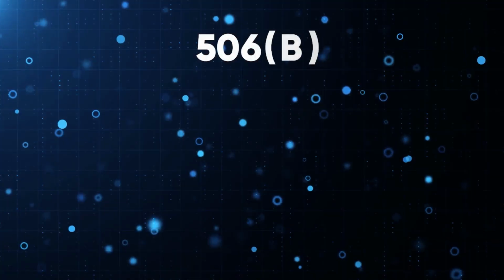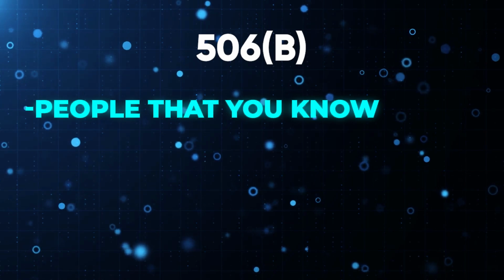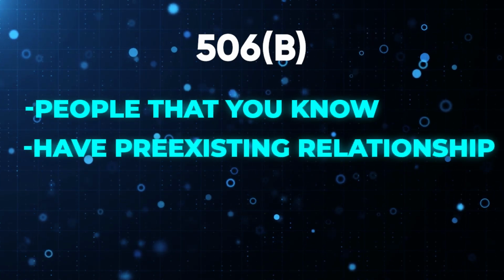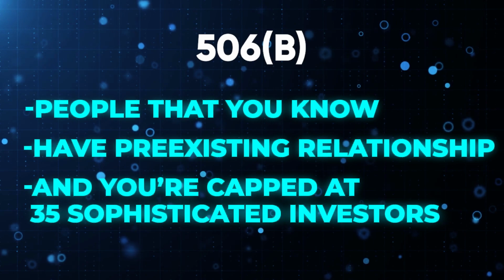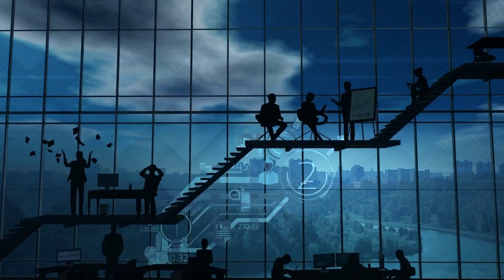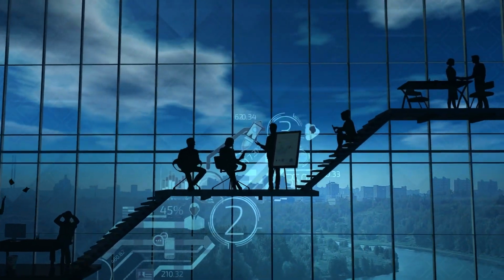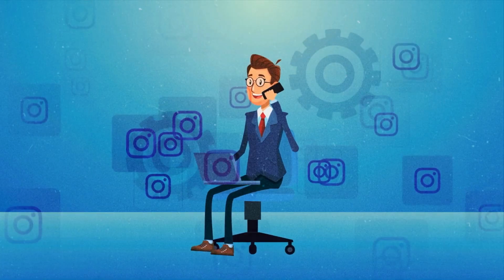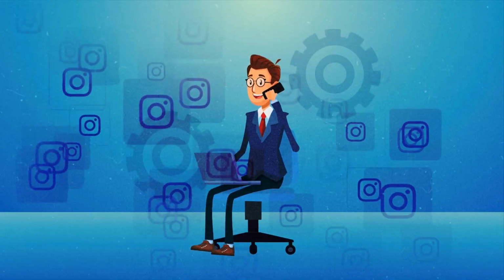So again, B is for people that you have a pre-existing relationship with, and you're capped at 35 sophisticated investors. Sophisticated meaning people that understand investing, understand how businesses work, and understand the risk of the investment they're getting into, plus accredited investors. The 506C is only accredited investors, but you can market to whoever. If you've got 250,000 followers on Instagram, guess what? Now that Instagram could be your mic to go out and raise capital for your deals. The only caveat is that you have to have a third party verify that those people are accredited.